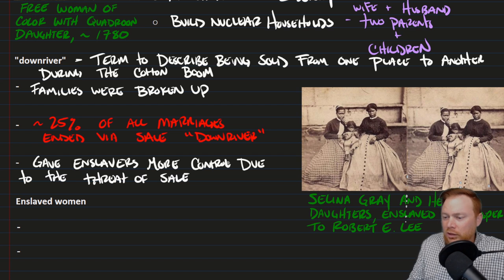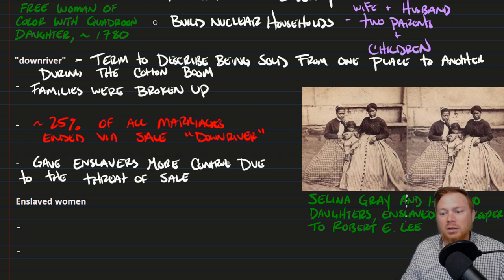Right? Do what I say, or I'll sell your family member, which was a different type of threat than the types of physical punishments that already existed at the time. So, despite these pressures, despite the pressure of the cotton boom, families being broken up, marriages ending, threatening people for sale, enslaved culture did continue to exist despite all of these obstacles.